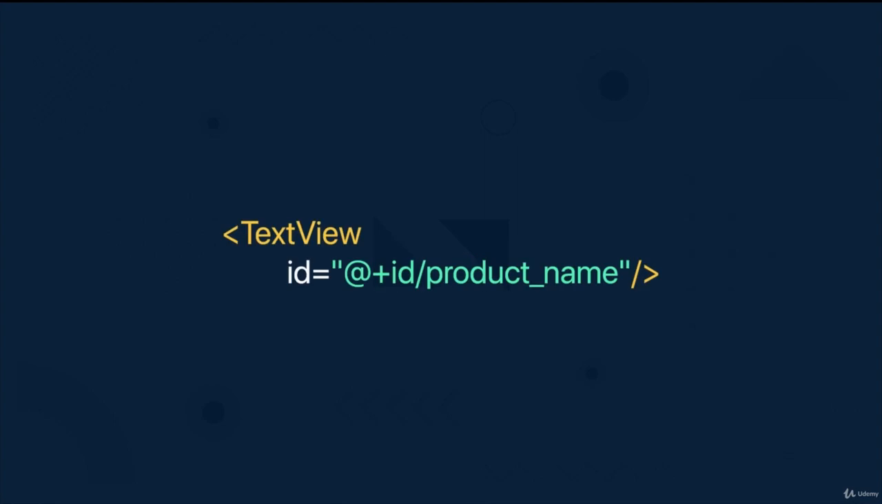Once you have an instance of your binding object, you will have access to the views on that layout as properties of that binding object. Each view will be named according to its view ID, converted to Pascal case. For instance, if you have a view with the ID of product_name, then you can call it on your binding object like this.